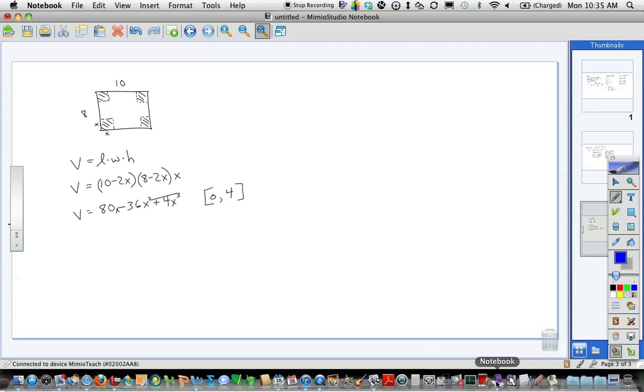All right, so what's my next step? Do the derivative and set it equal to 0. So v prime would equal, what's the derivative of 80x? 80, minus 72x, plus x squared. And we want to set that equal to 0.